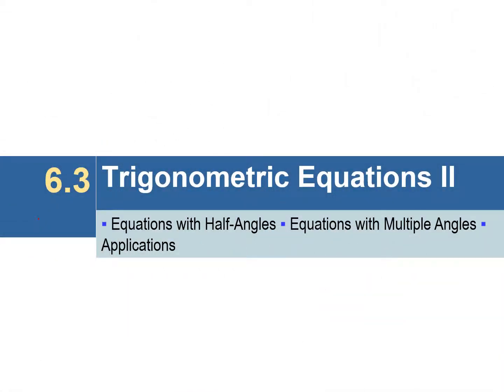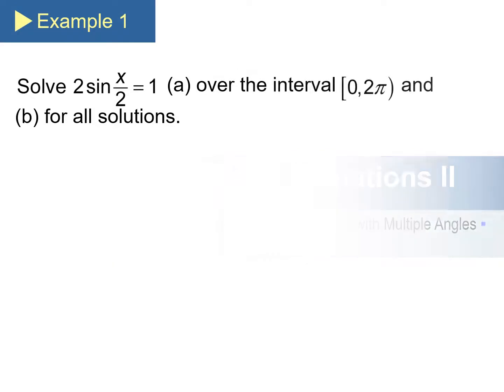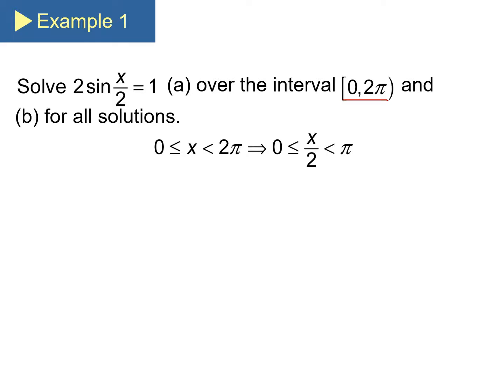Continue with trig equations. Suppose I want to solve 2 sine of x over 2 is equal to 1 over the interval 0 to 2 pi, and also for all solutions. Well, I know 0 is less than x is less than 2 pi. If I divide all of this through by 2, I see x over 2 is bounded between 0 and pi.